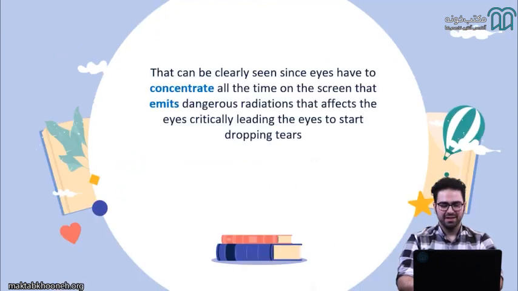they mean somehow bad. That can be clearly seen since eyes have to concentrate all the time on the screen that emits dangerous radiations that affects the eyes critically, leading the eyes to start dropping tears. Okay. میگه که به وضوح میتونیم اینو ببینیم. Since eyes have to concentrate as I'm doing it right now. You have to focus all the time on the screen from the screen of a laptop that is emitting dangerous radiations that affects the eyes critically. Leading the eyes to start dropping tears.